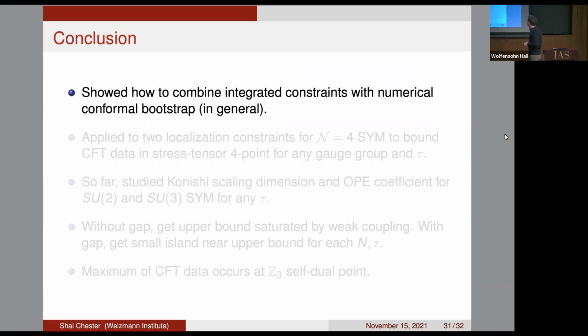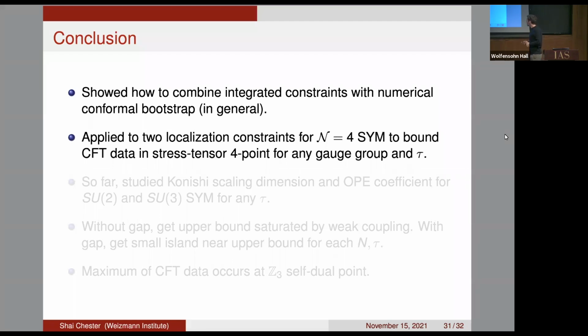Okay, so let me conclude. We've showed how to combine integrated constraints with the numerical conformal bootstrap in general. By in general, I mean we showed that for any space-time dimension, this is how you could implement integrated constraints such that they would effectively be seen by the bootstrap. So this is something which you could apply not just to 4 dimensions, but also to 3 dimensions, 5 dimensions, to any other dimension.